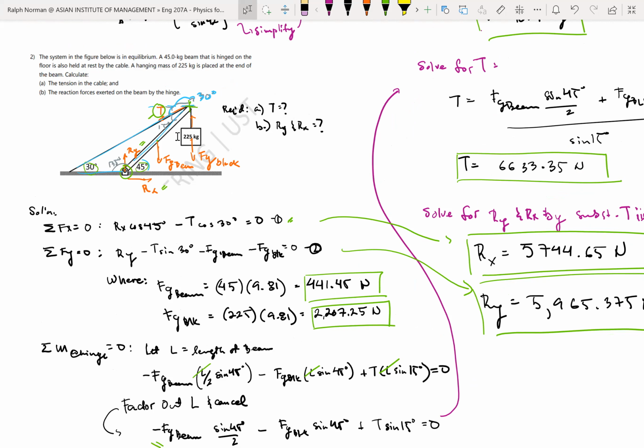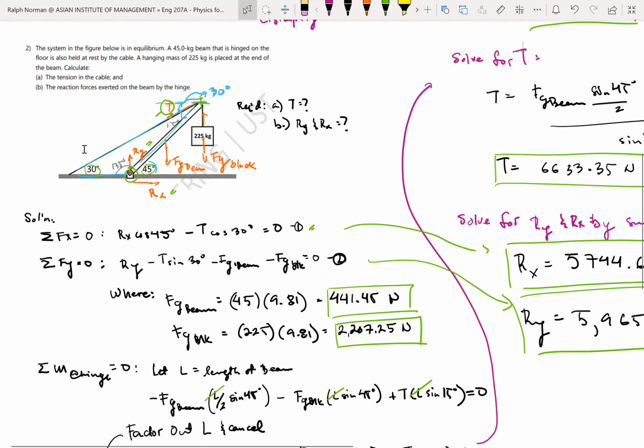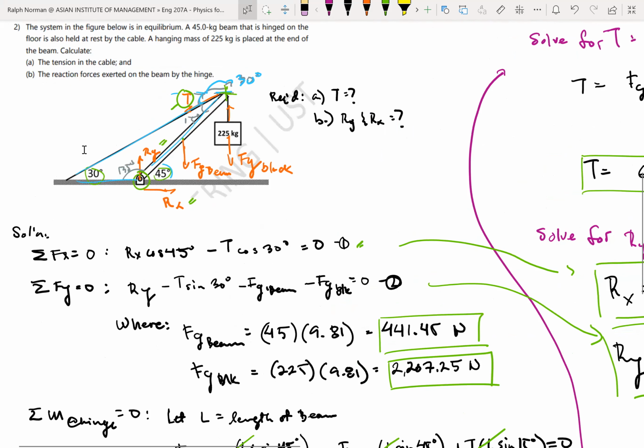Okay, dun sa board problem number 2 naman, what I like about it naman is a combination of moment, rotational equilibrium and translational equilibrium forces dito. So we have here a parang train, so to speak.